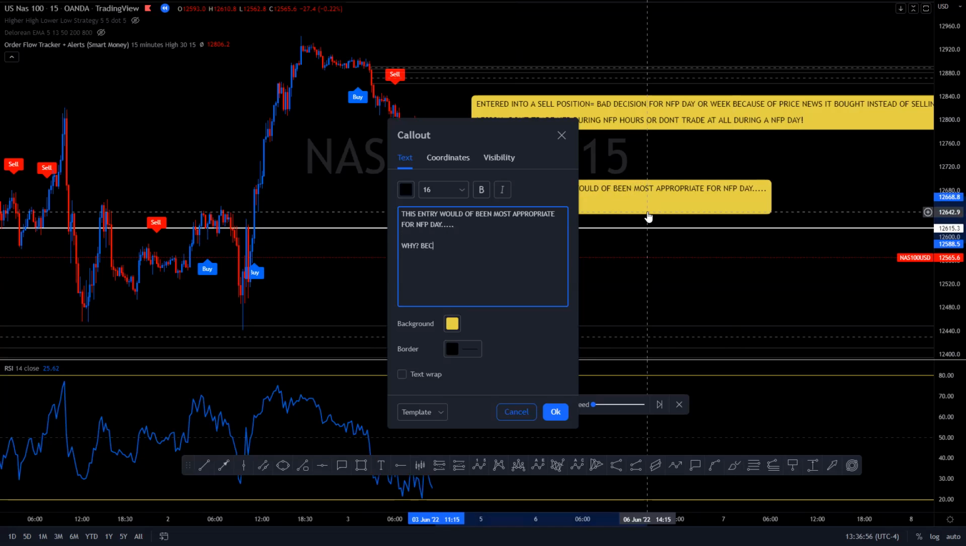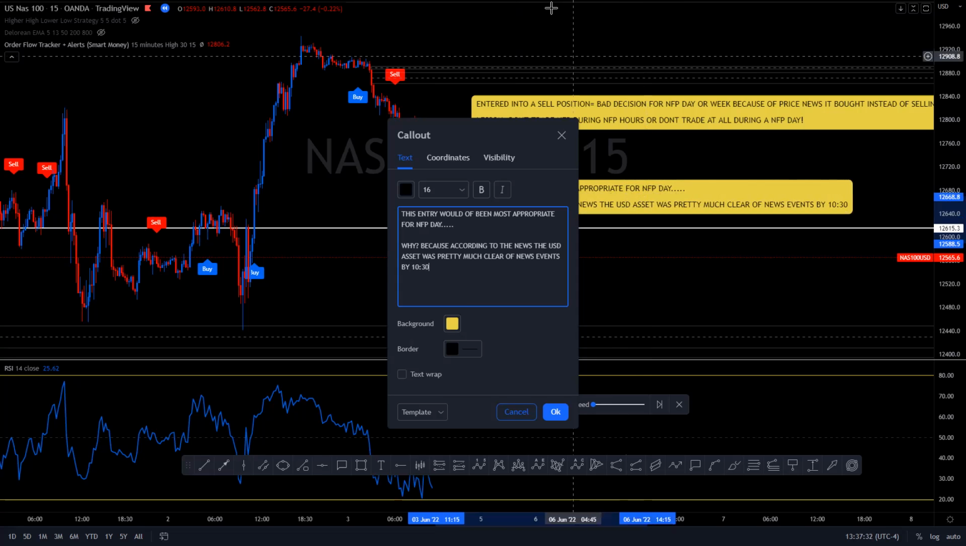Why? Because according to the news, the USD asset was pretty much clear of news events by 10:30.